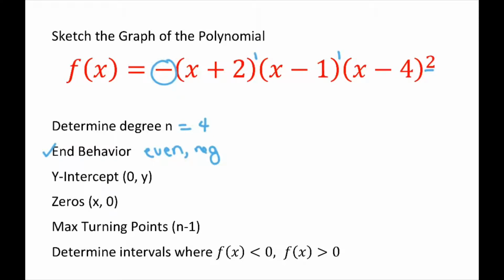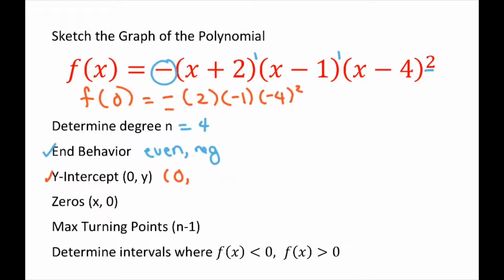Now our y-intercept is when x is 0. So let's plug in 0 for every x. So you get 2, negative 1, and negative 4 squared. So this is going to be 2 negatives make it positive, times 16. So it's going to be 32.